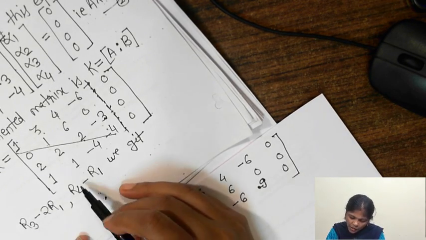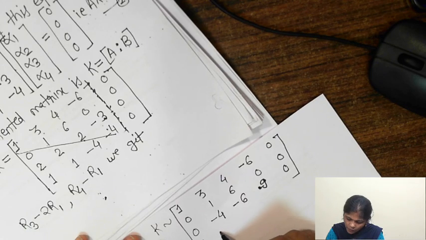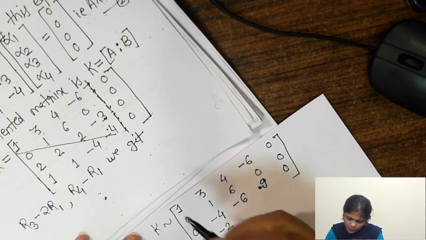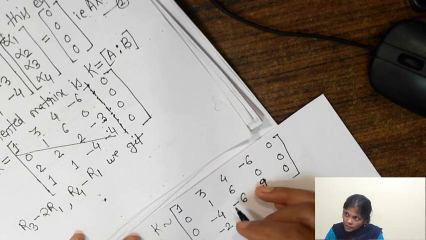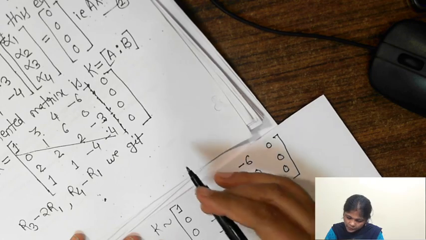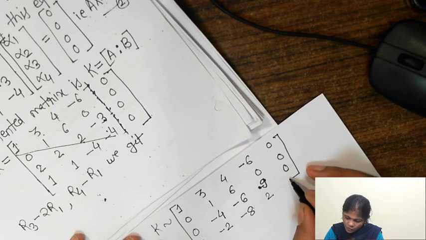Now what are the changes in the last column? 0. Then we have minus 2. Then what is the next one? That is minus 8. Then plus 2, 0.